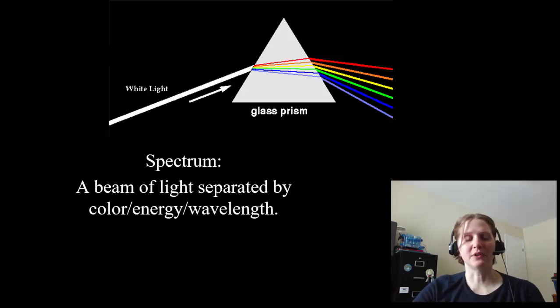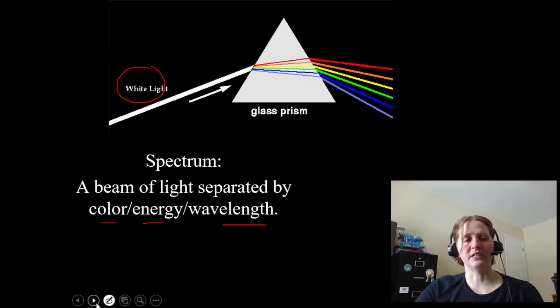For this section, we're going to be talking about spectra, and spectra are basically rainbows. You take a beam of light and you pass it through a prism or a diffraction grating, and when it goes through, it breaks apart the light according to the colors. So you might think of a rainbow; I'll call it a spectrum. Technically it's just a beam of light separated by color or energy or wavelength or frequency.